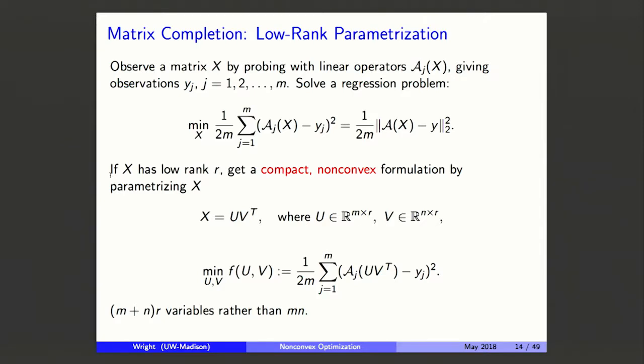In matrix optimization, in low-rank matrix completion, for instance, you're seeking a matrix X, which is m by n. You suspect that it has low rank.